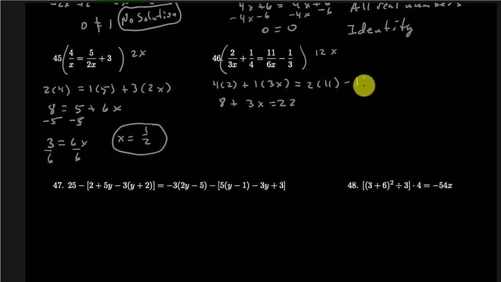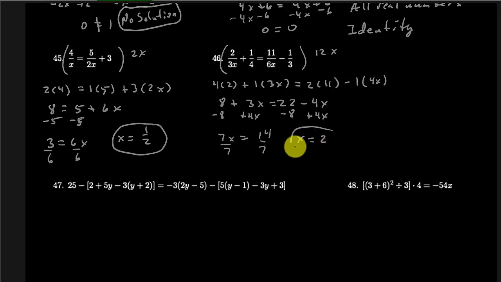This is going to be times 1 times 4x. 22 minus 4x. I forgot to bring the x with me. All right, so let's add the 4x to both sides, and let's subtract 8 from both sides. So that is going to leave me with 7x is equal to 22 minus 8, which is 14. And so divide by 7, I get x is equal to 2.